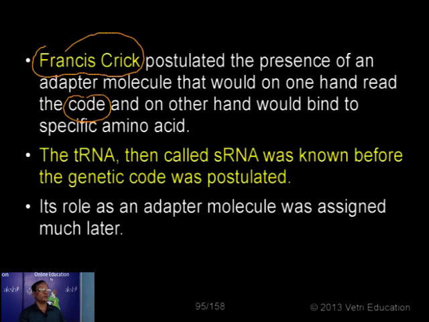Before the genetic code was deciphered, this concept of an adapter molecule, the tRNA, or soluble RNA, was known to the public. Its nature as an adapter molecule was assigned only in a later period. Even before the 64 codons of the genetic code were known, tRNA was known first, and only then did we come to know about the different types of genetic code. Its nature as an adapter molecule was assigned only after the genetic code was deciphered.